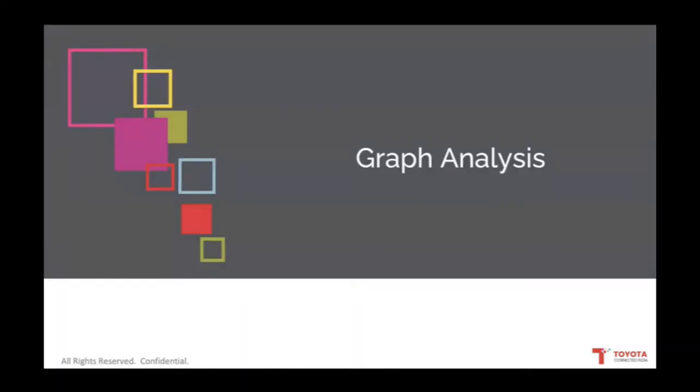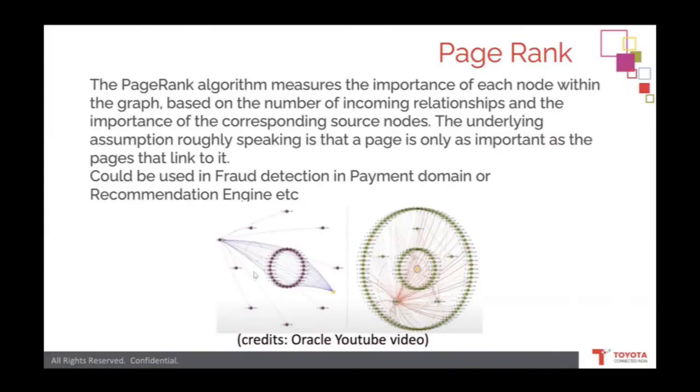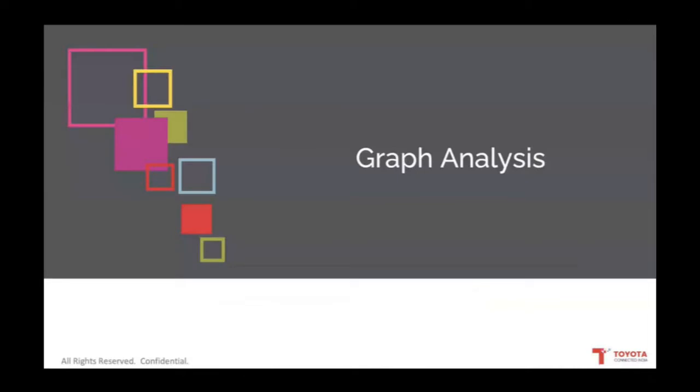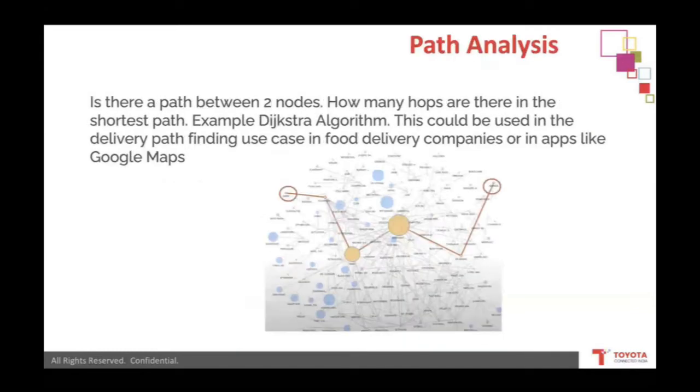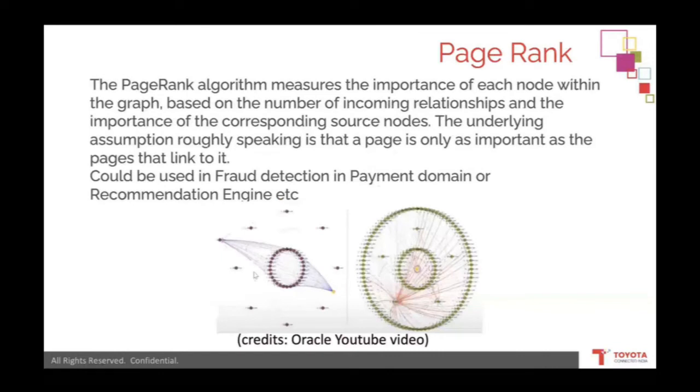The next item is graph analysis. As I told in my first slide, a graph is not just used for making predictions through a neural network. It is also used for graph analytics and graph visualization. I've considered two techniques. One is PageRank analysis. PageRank is an algorithm that measures the importance of each node within the graph. If you take a node and find its importance, the importance is based on how many nodes connect to this particular node.